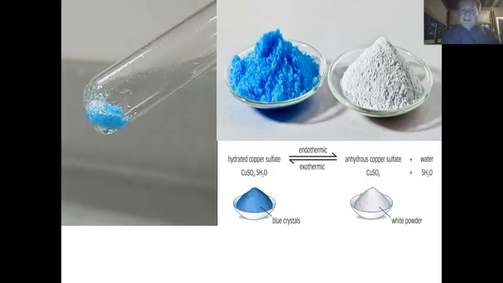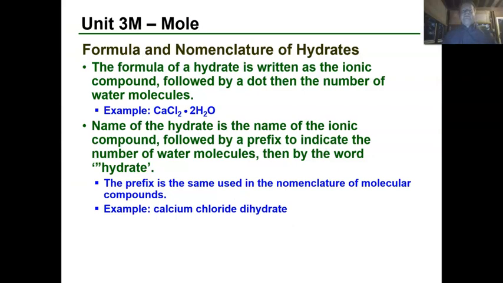Nice thing is it's not all that challenging, to be honest. So the formula of a hydrate is written as the ionic compound, right? So we already did ionic compounds, followed by a dot and then the number of water molecules. Now this dot in math means multiplication. It does not mean that here. Do not think about that at all here. This dot does not mean multiplication at all. It's just some weird format they chose.